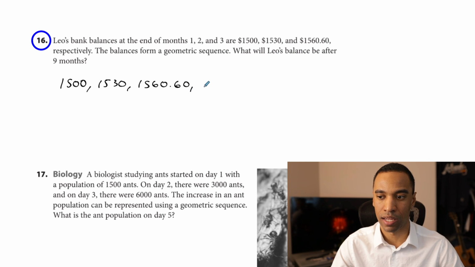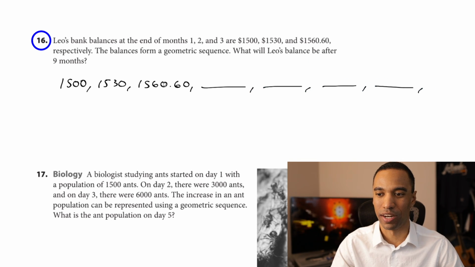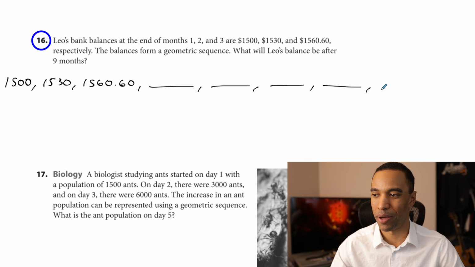So this is month 3. So we need 4, 5, 6, 7. Running out of room. I don't know if these numbers will get much bigger or anything like that. It's only going up by about $30 each time. 8 and 9.